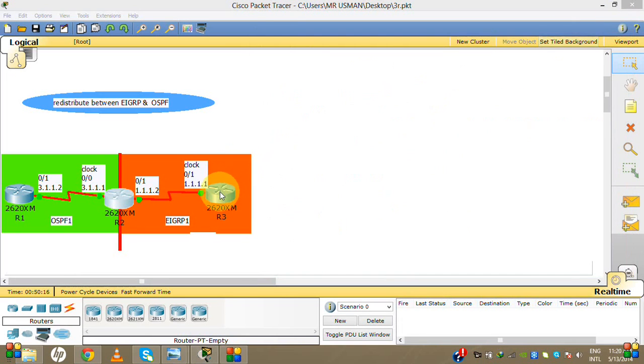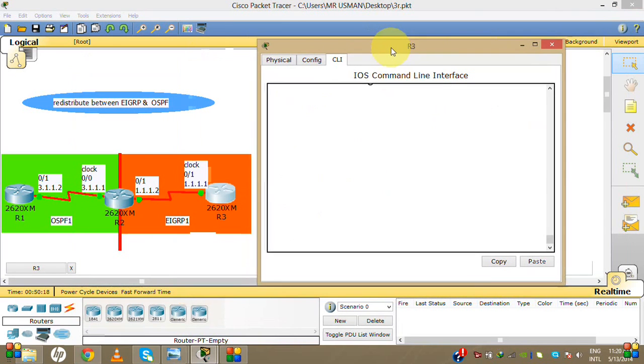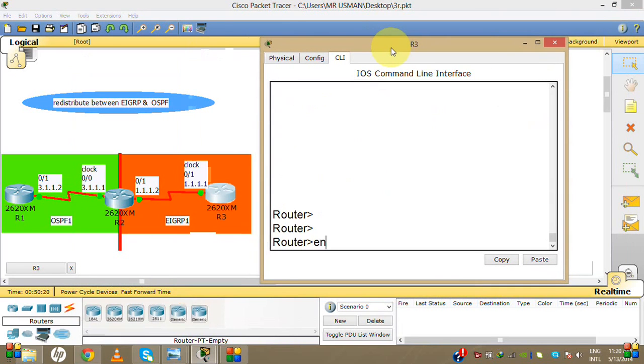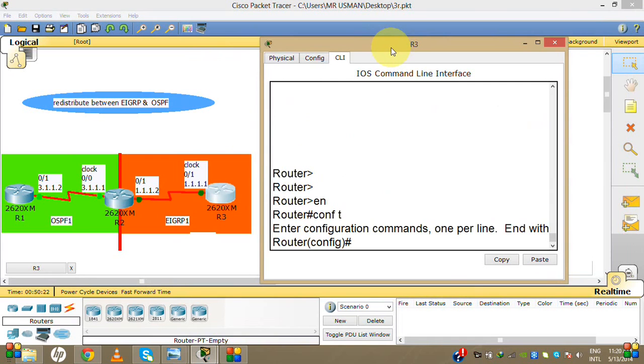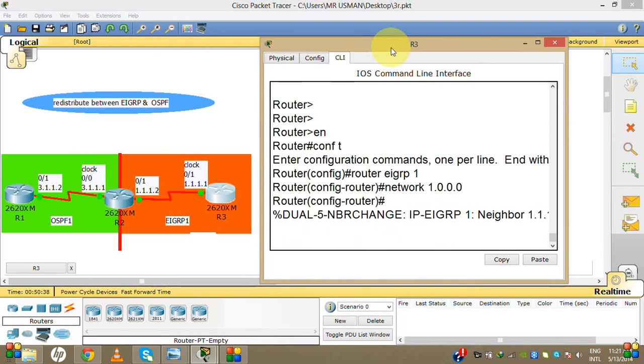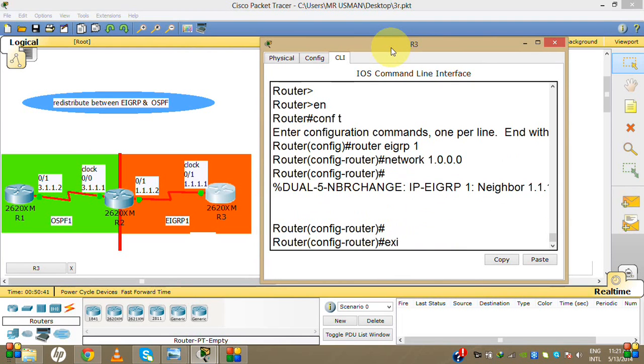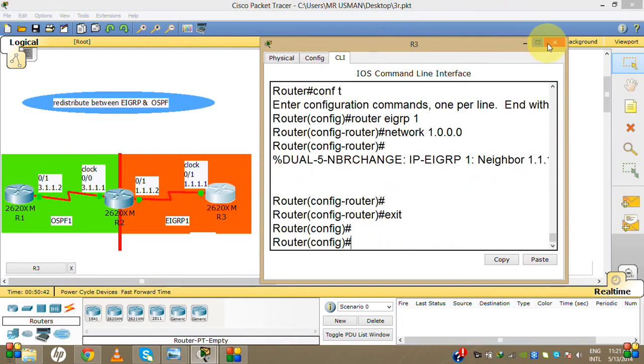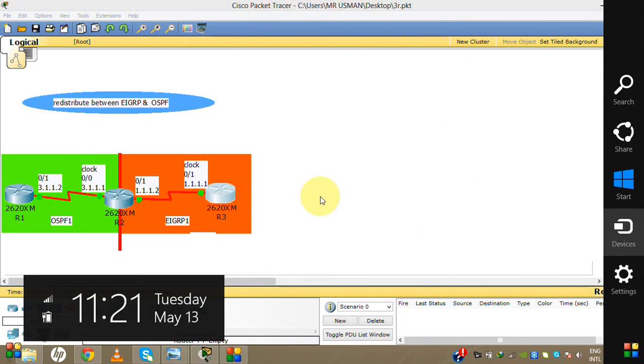Okay, now the next router. Enable, configuration terminal, router EIGRP 1, network 1.0.0.0, enter. Okay, now I have configured the protocols over these three routers.